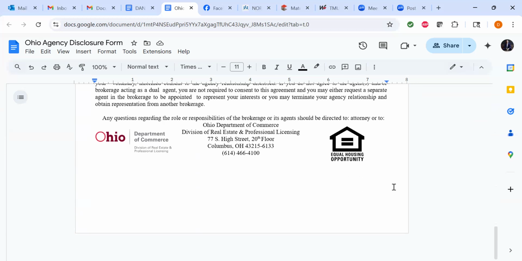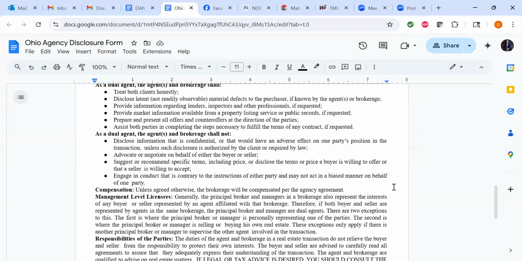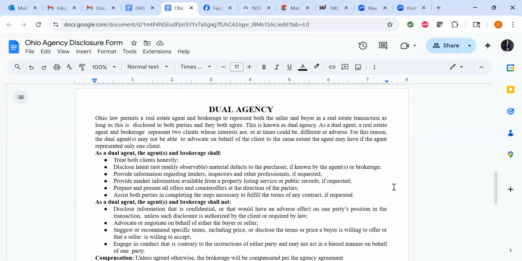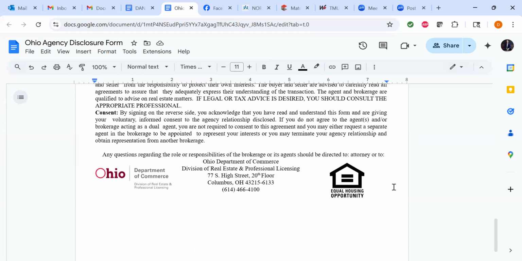Now, some people will go over the backside here, this dual agency part, and have both parties initial, which is fine. You can do that. Is it necessary? Not necessary, but it's not a bad habit to get into.